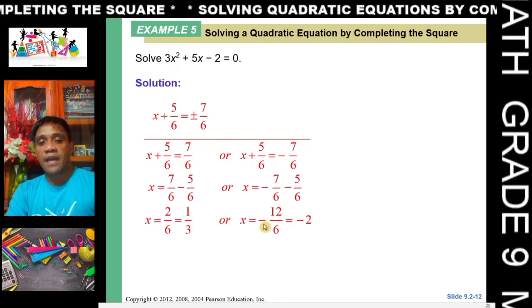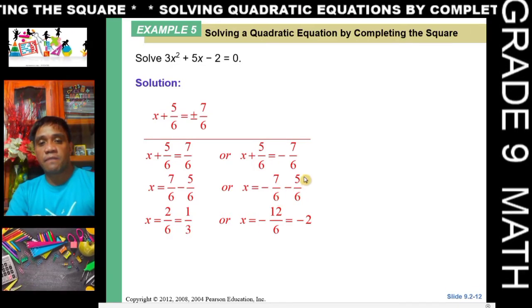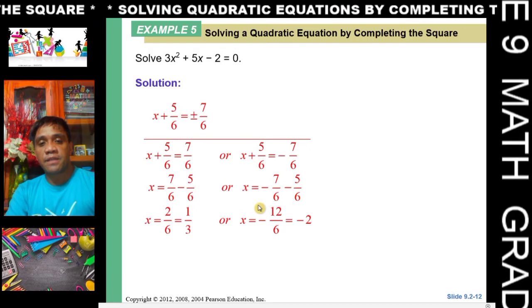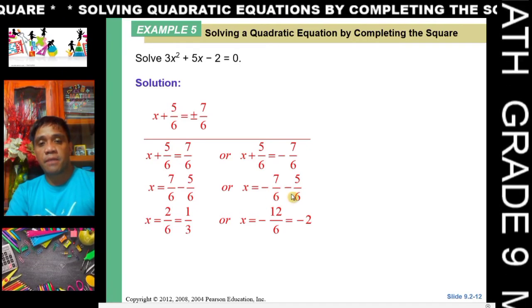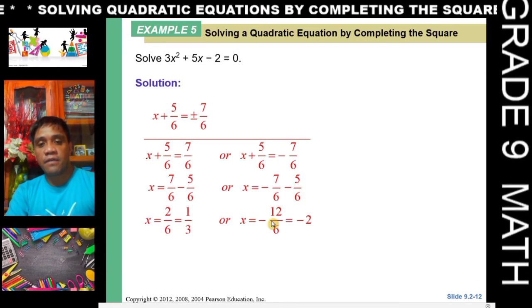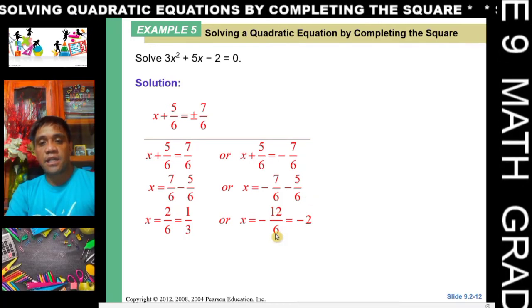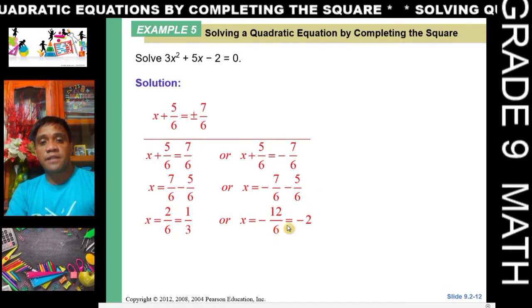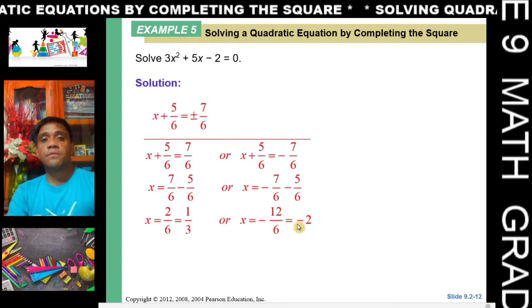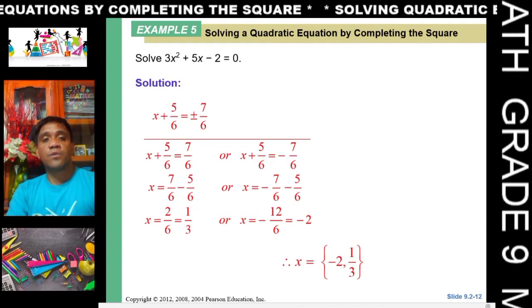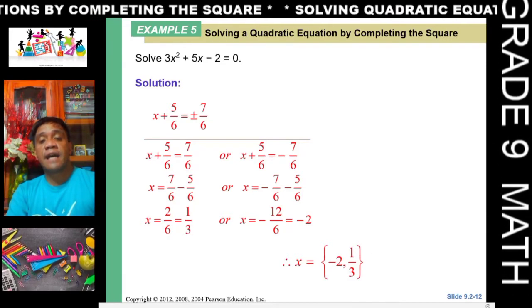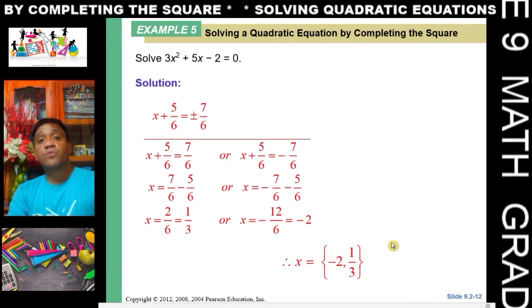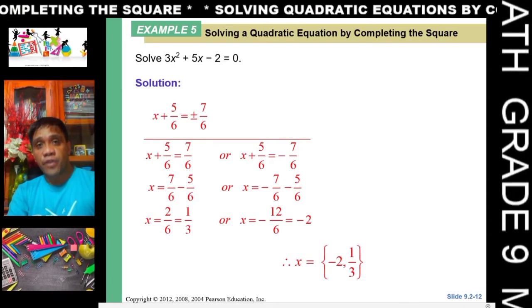On the other side we have negative 7 over 6 minus 5 over 6. Since they have the same denominator, we have negative 7 minus 5 is negative 12. Then copy the denominator 6. So we have now negative 12 over 6 is equal to negative 2. Okay, so we could now produce the values of x as negative 2 and 1/3.